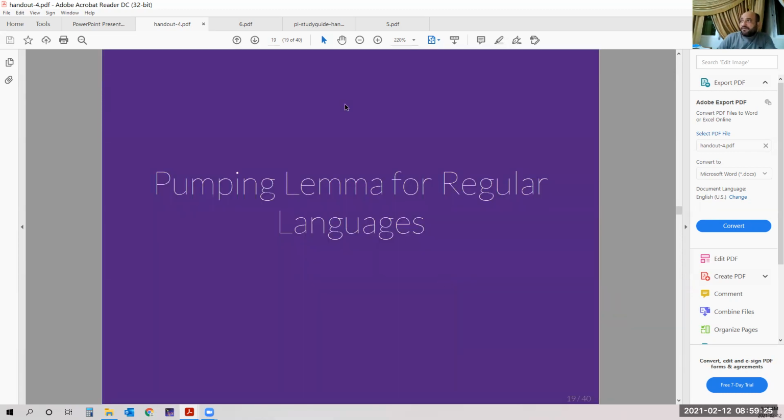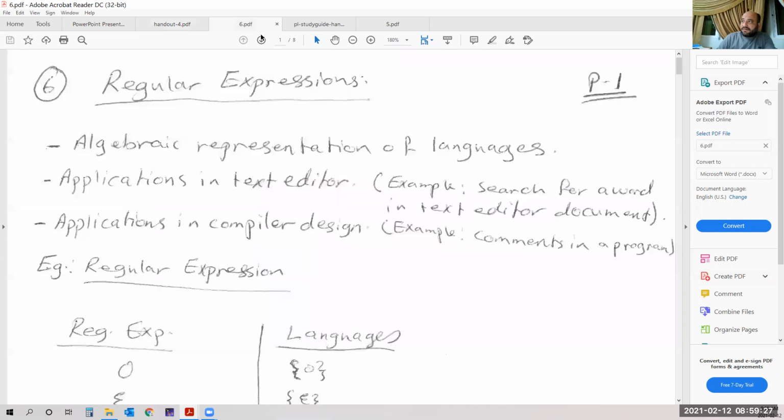And here we reach the pumping lemma. So let's get the class notes on regular expressions. I make sure everybody has the full image. It's the same, but with a bit more detail and in a simpler way. Okay, regular expression is an algebraic representation of a language.